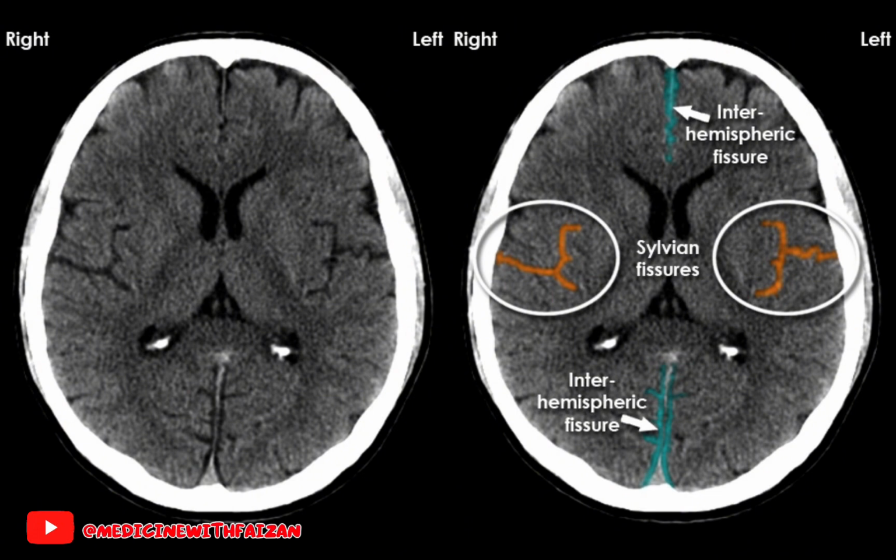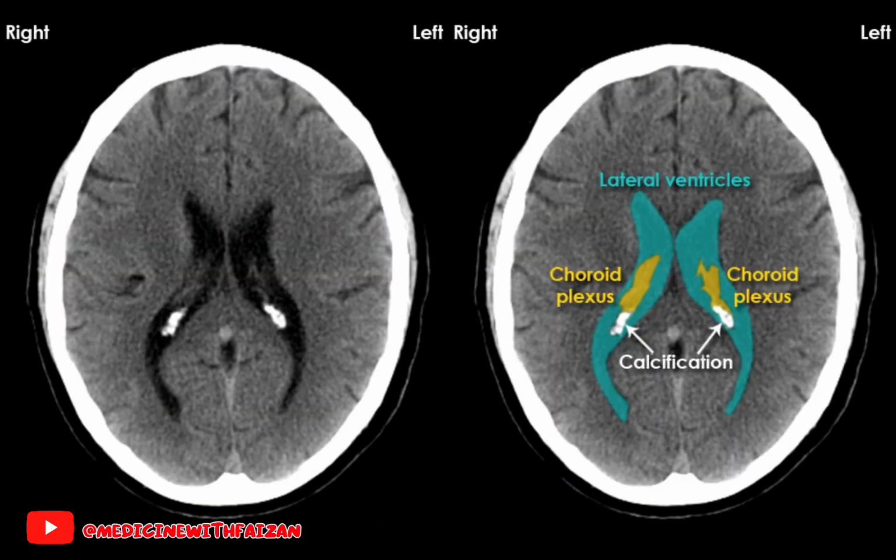The fissures are large CSF-filled clefts which separate the structures of the brain. The interhemispheric fissure, shown here in aqua color, separates the cerebral hemispheres, the two halves of the brain. The Sylvian fissure, on the other hand, shown here in brownish color, separates the frontal and temporal lobes.